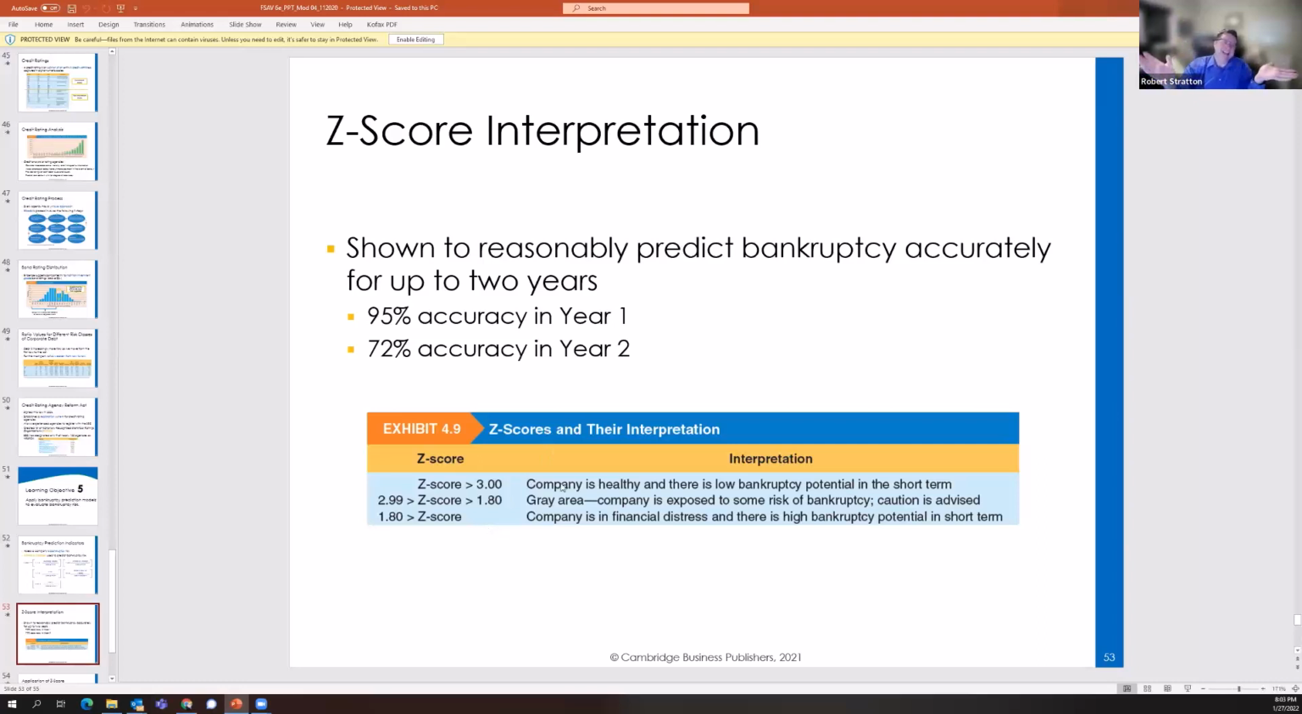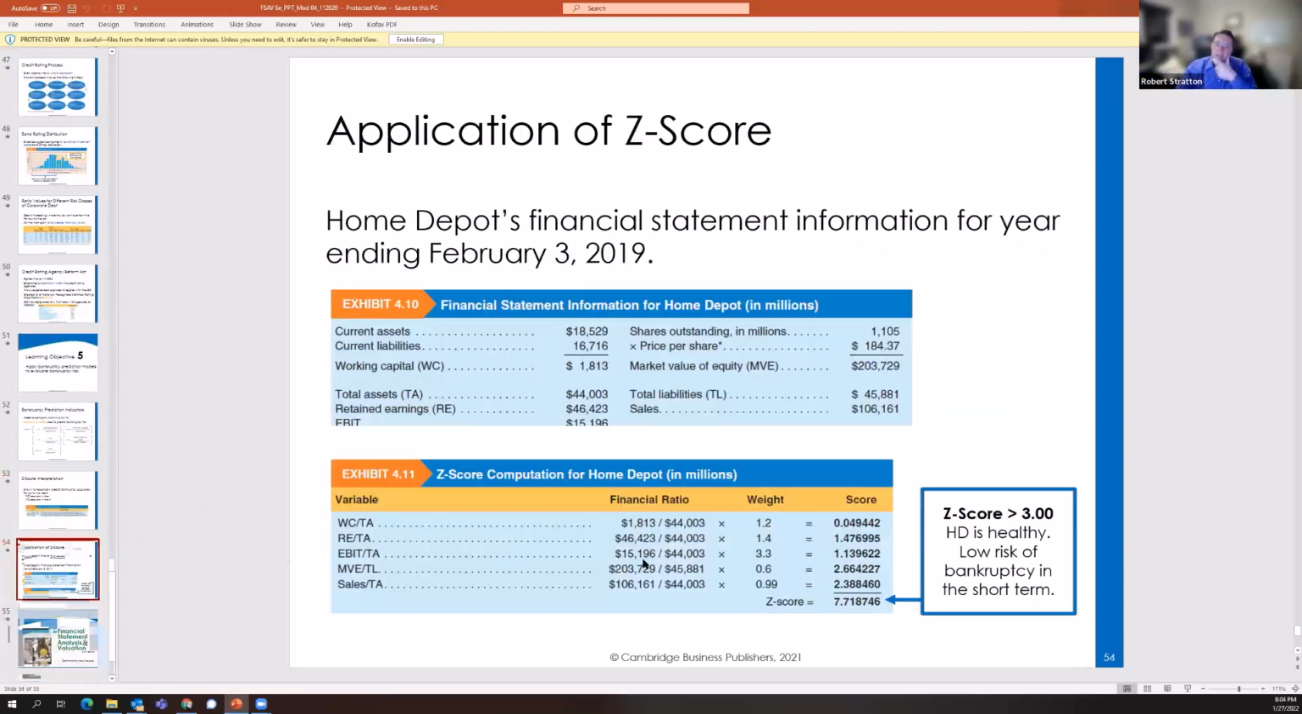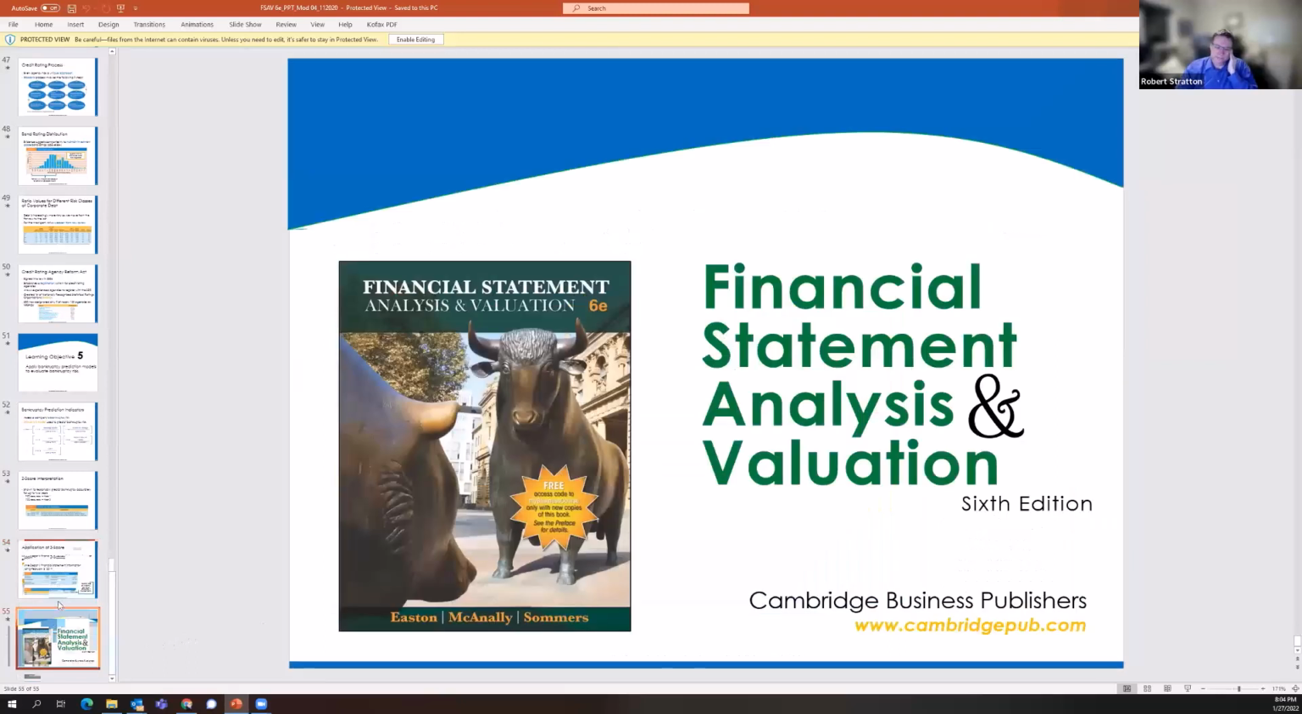It's like predicting the weather. It's pretty easy to predict the weather this week. Pretty hard to predict the weather 10 years from now. Same kind of thing. There's just too many variables. Okay, so as you can see, they applied it to Home Depot and it's got a Z-score of 7.7. It's pretty simple to do. It's literally running these ratios times the weight and adding it up. So Home Depot is very healthy.